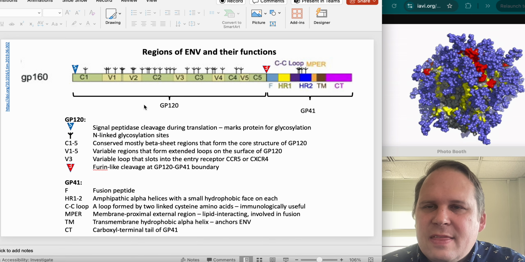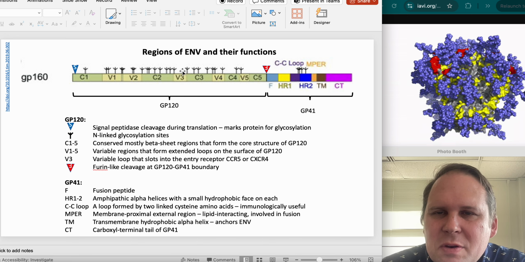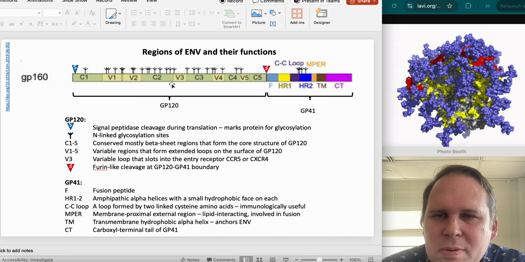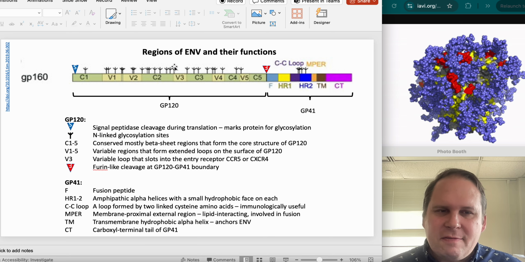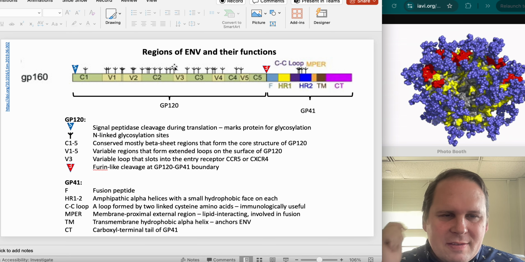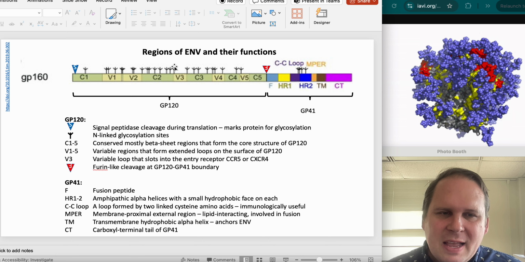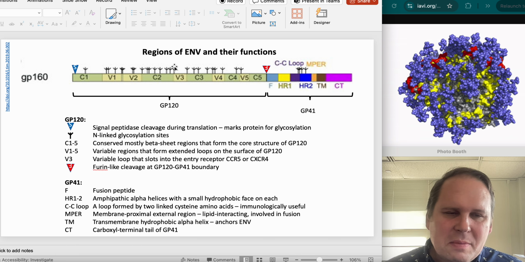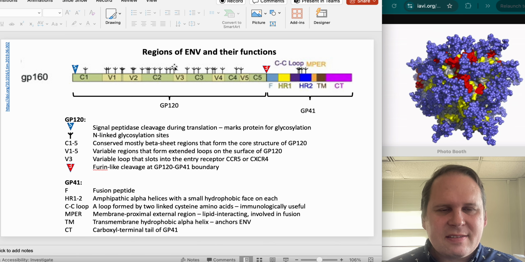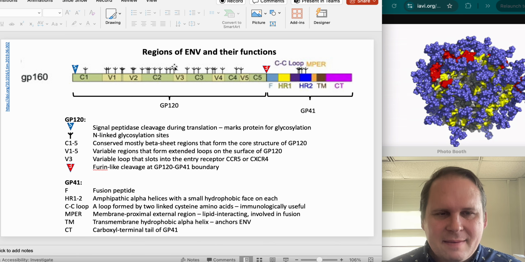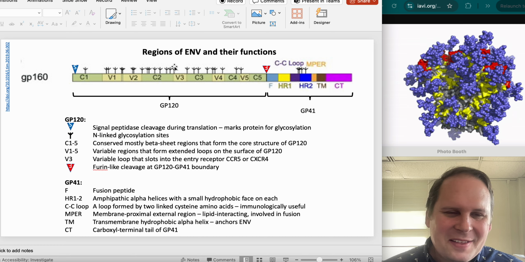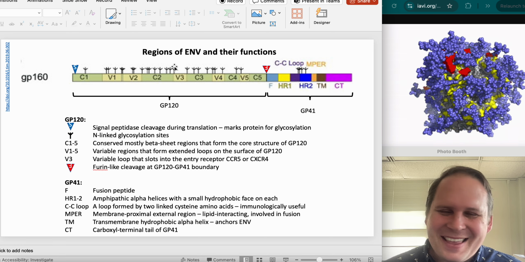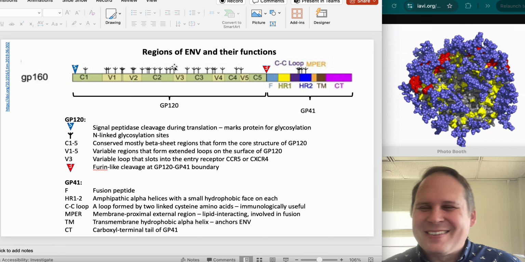Let's see. The important part is going to be the V3 loop right there, because the V3 loop is going to be the part that actually is going to bind to the entry receptor or the fusion receptor, which is going to be CCR5 or CXCR4. Yeah, that's just the name of it. It's horrible. It's an acronym, but you can't do anything about it. That's just what it's called.